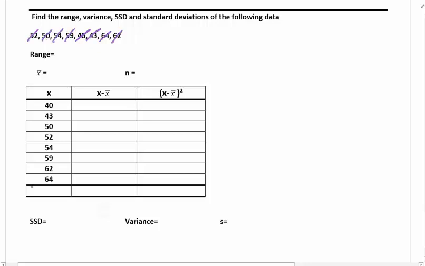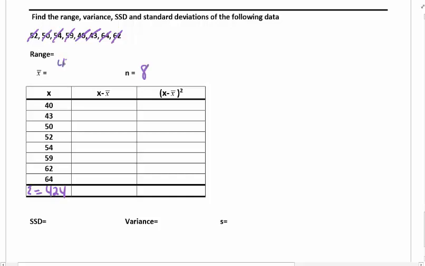And we're summing this column to give me the idea that I need for my mean, which has to be correct. So I'm typing into my calculator 40 plus 43 plus 50 plus 52 plus 54 plus 59 plus 62 plus 64. We should get 424. Remember here to count how many entries you have. We have 1, 2, 3, 4, 5, 6, 7, 8. So my n is 8.